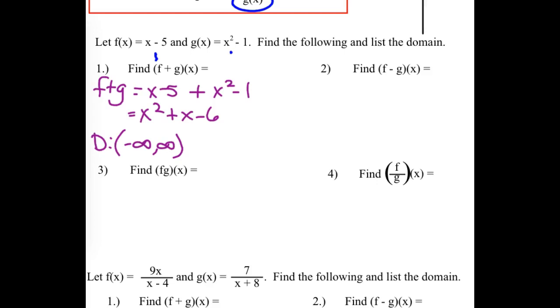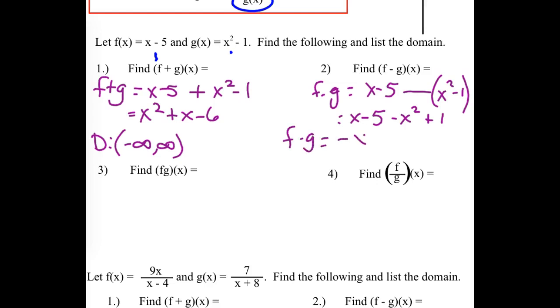All right, for our second one, same two functions, but this time we're subtracting. All right, so we're going to take f minus g. We're going to take x minus 5, and we're going to subtract an x squared minus 1. I made that subtraction very large, so I didn't miss it. Okay? I have to now distribute that minus sign to the function g. So I have x minus 5 minus x squared, and then plus 1. Okay? Combining like terms, putting it in standard form. I have a negative x squared, a positive x, and a negative 4.